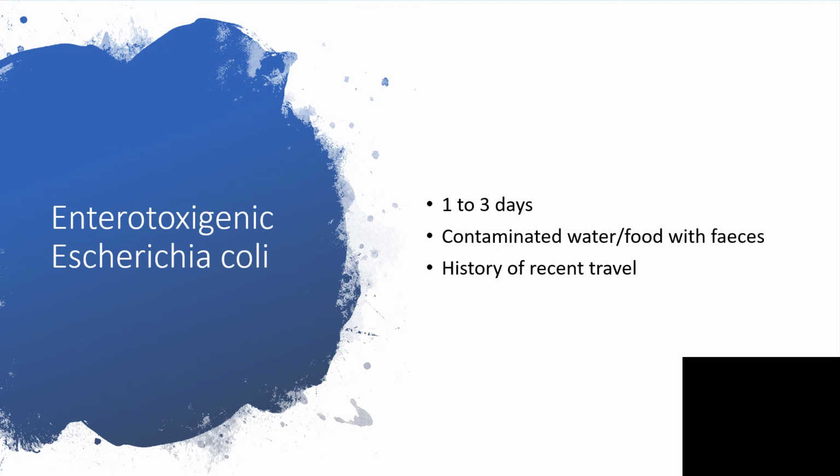Enterotoxigenic Escherichia coli will manifest within 1 to 3 days after contact. It's gotten through water or food contaminated with feces. There will be a history of recent travel, particularly if you live in clean, advanced regions of the world and you are down with enterotoxigenic Escherichia coli. It means you have probably traveled to a region with poverty and endemicity of these particular agents. So history of travel is very important.